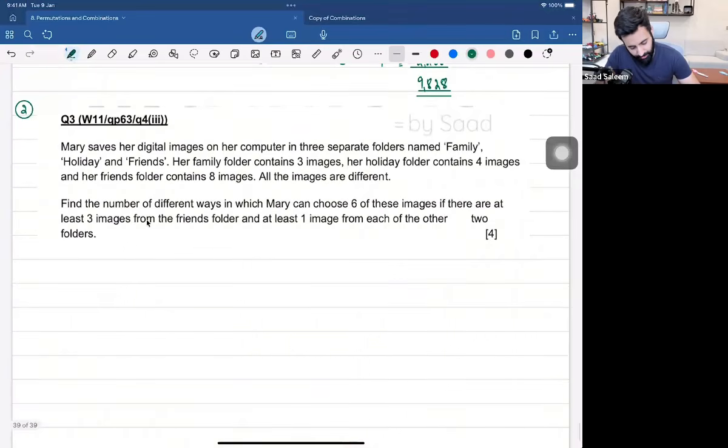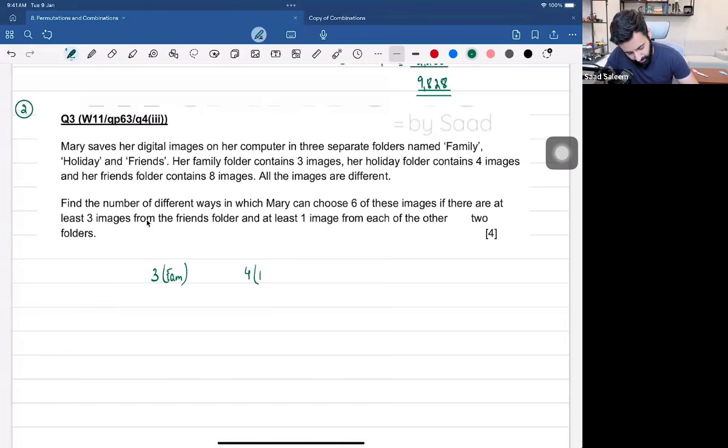So how many images do we have of family? That's 3. So 3 for family. Okay. How many images do we have for holiday? That's 4. So 4 is for holiday. And then how many images does the friends folder contain? That's 8. So friends folder mein aapke 8 images.